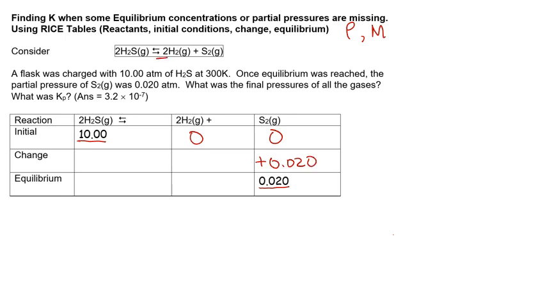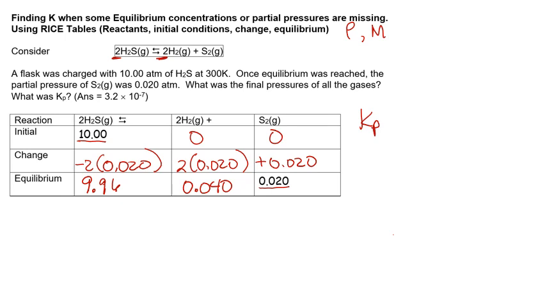Notice that we have a 2 in front of the H2, which means that we made 2 times 0.020 of the hydrogen gas. We also have a 2 in front of the H2S, so we lost 2 times 0.020. Now notice that we can fill in the equilibrium values. So we have 9.96 and 0.040.